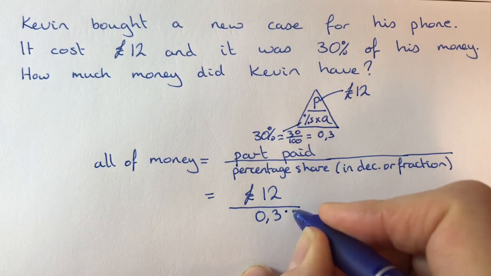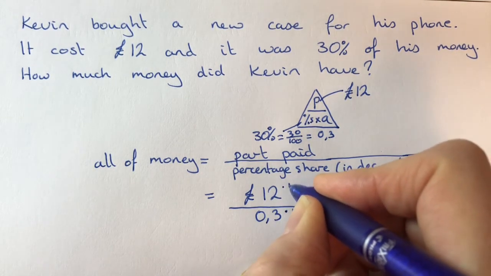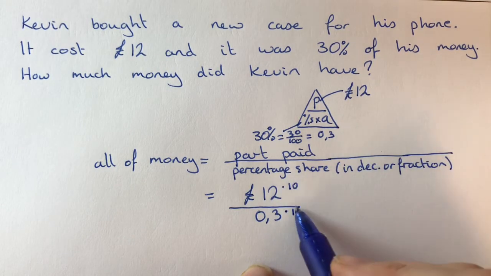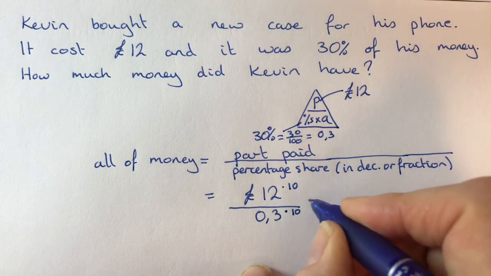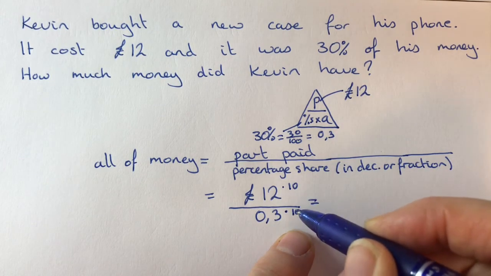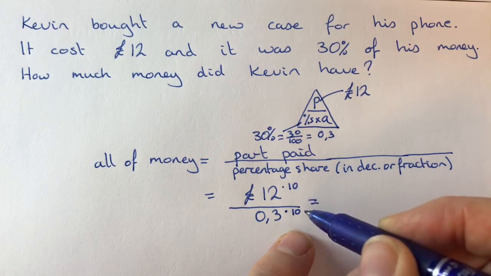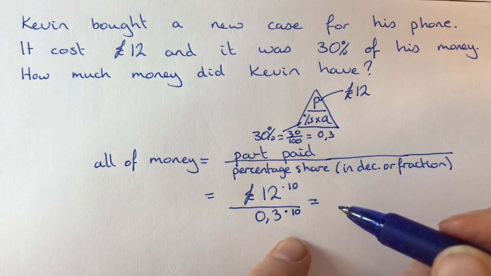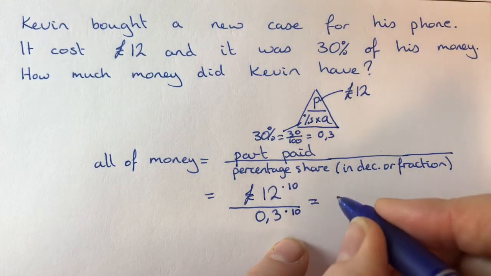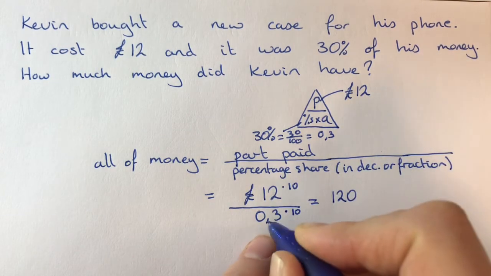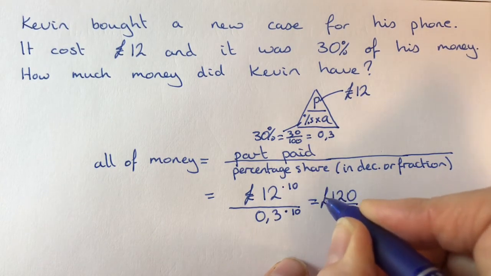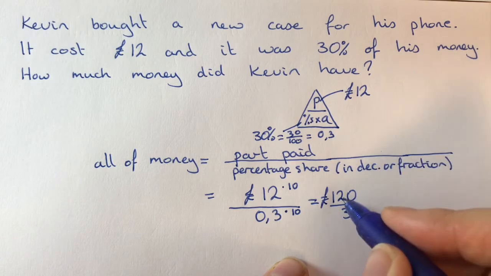We can actually expand this by multiplying both the numerator by 10 and the denominator by 10. Why do we do that? Well, multiplying by 10 and at the same time dividing by 10, so 10 divided by 10 is just going to give us 1. We're not going to change the answer to our question, but we're just going to make it easier to calculate. 12 times 10 is 120. 0.3 times 10 is 3. So we get £120 divided by 3.